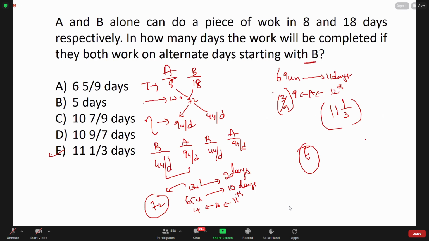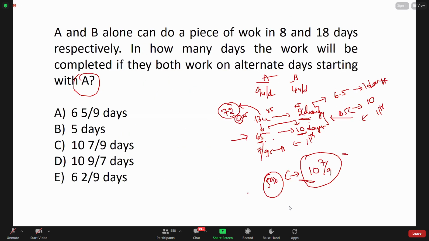Next step also. Okay, so when 65 units are done in 10 days, on the 11th day, A comes to work. A can do 9 units on the whole day. But we are only left with how many more units? When 65 of 72 are done, we are only left with 7 units. So we don't need him to work for 9 units the whole day. He can work 9 units in one day, but we don't want 9 units. We only want 7 units to be worked. So what are we saying? We are saying 7 by 9 of the day we want him to work.